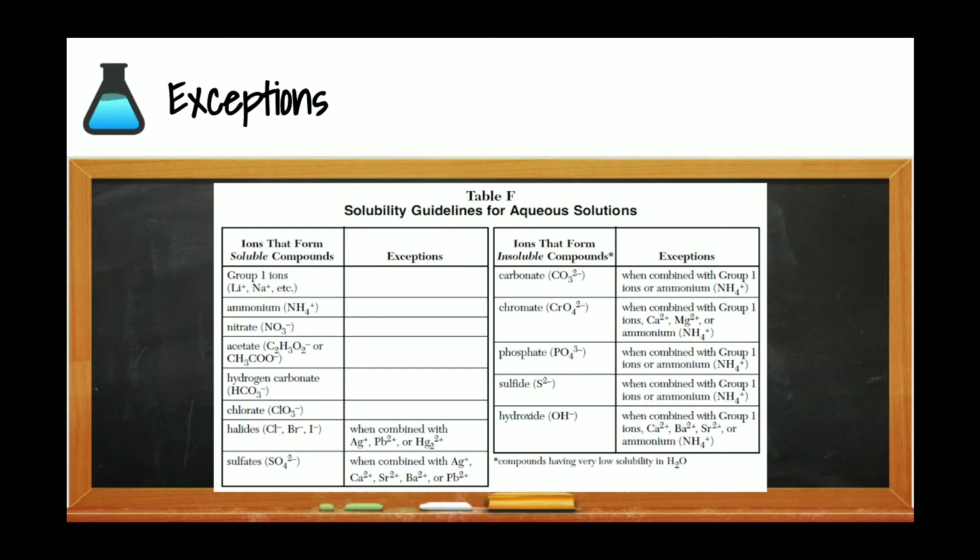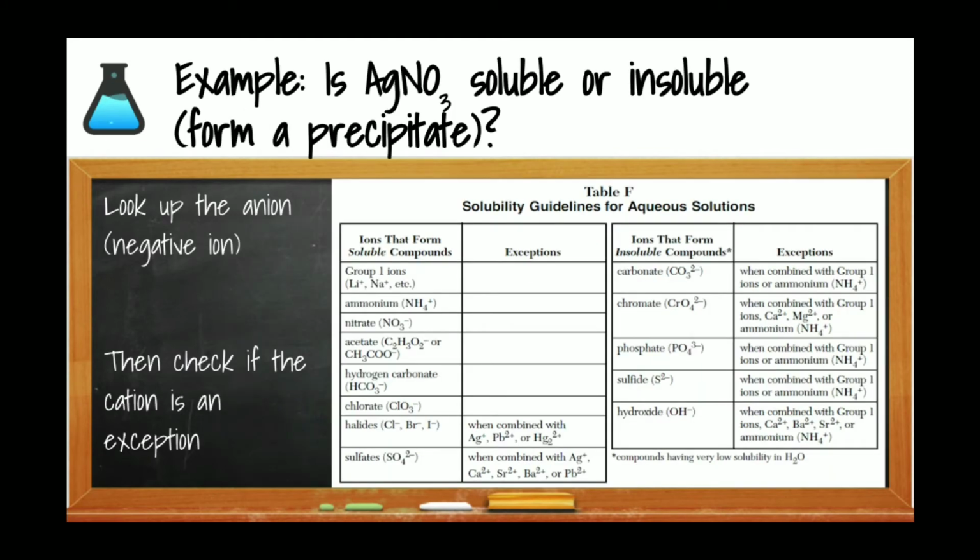Now, if an exception is met, then the solubility rule is reversed. Soluble substances that meet an exception are insoluble, and insoluble substances that meet an exception are soluble. To determine if a substance is an insoluble precipitate, first look up the anion or the negative ion, and then check for an exception. Let's do an example where we look for silver nitrate.